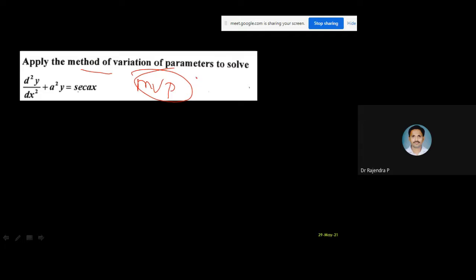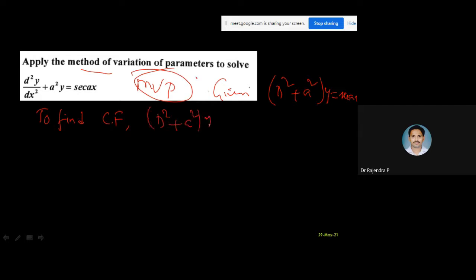Okay, so I want to find the complementary function straight away. Otherwise, you will write what is the given equation. The given equation is (D square plus a square) y is equal to secant ax. So to find your complementary function, we have to consider (D square plus a square) y is equal to 0. Therefore, your auxiliary equation is D square plus a square is equal to 0. So what are the D values? Plus or minus ai.